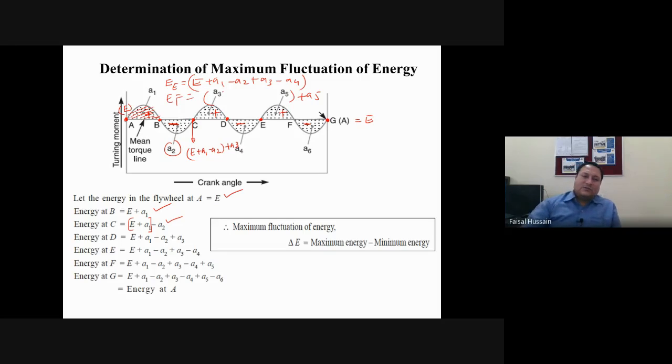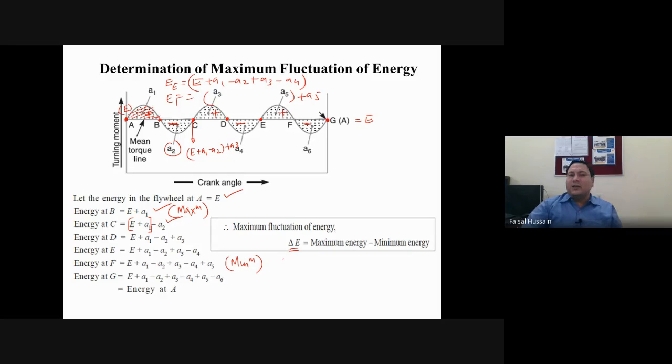So let us assume that all these are the energies, and if I know the values of A1, A2, A3, A4, A5, A6, then I can find the fluctuation of energy. How? Let us assume that energy at B is maximum, okay? And at F it is minimum. So maximum minus minimum energy will be your fluctuation of energy.